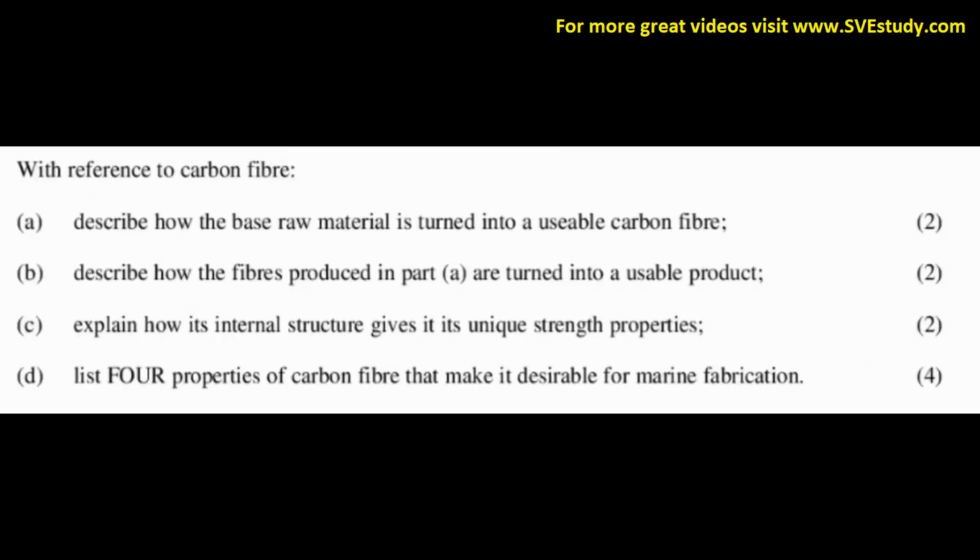With reference to carbon fiber: A. Describe how the base raw material is turned into a usable carbon fiber. B. Describe how the fibers produced in Part A are turned into a usable product. C. Explain how its internal structure gives it its unique strength properties. D. List 4 properties of carbon fiber that make it desirable for marine fabrication.